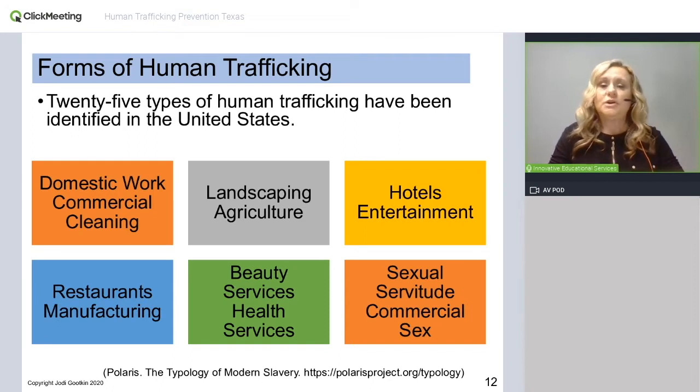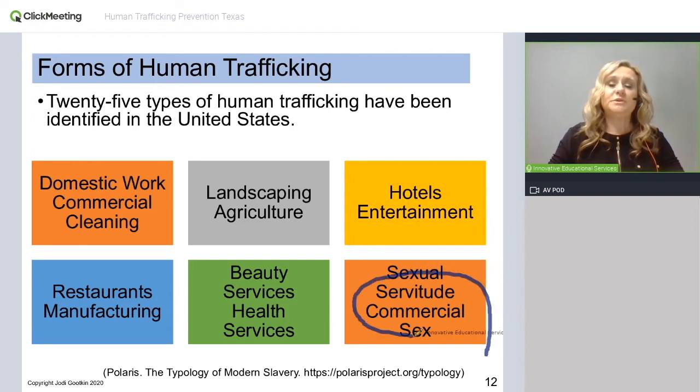Polaris is a global organization that is fighting the battle of human trafficking. They have analyzed different statistics from the United States and recognized that human trafficking has 25 different types that it occurs as and how it may present in the situations the individual is experiencing being a victim. The first one that may come to mind to you is sexual servitude or commercial sex acts.